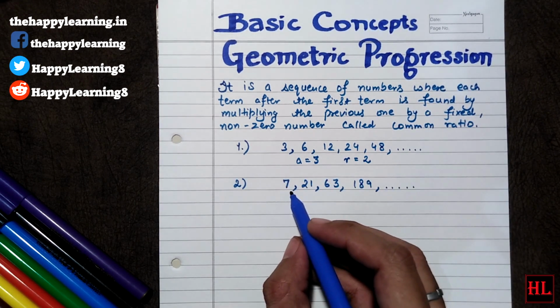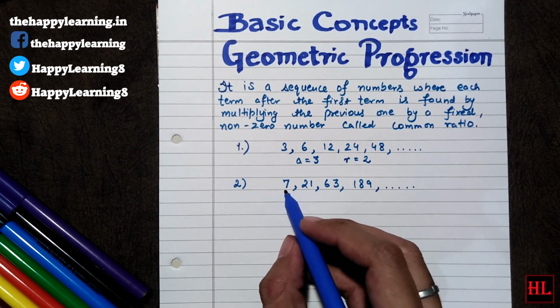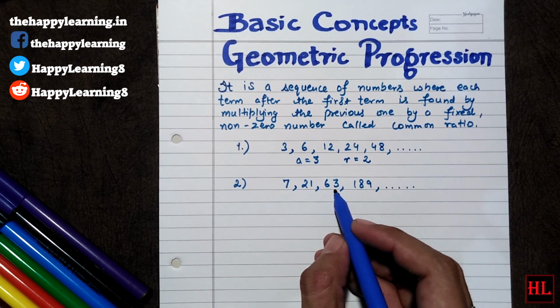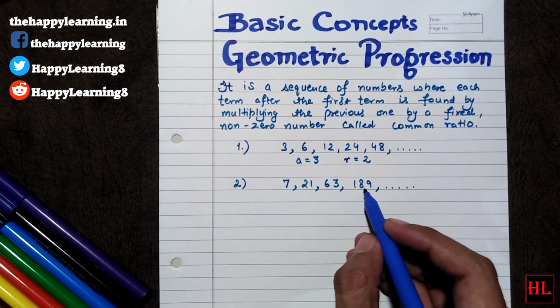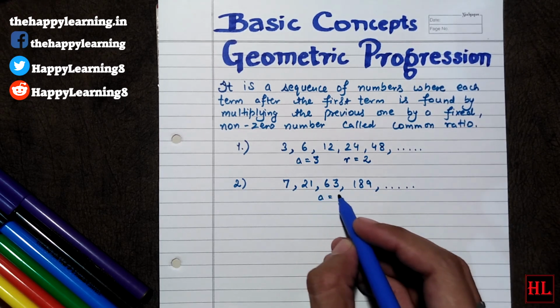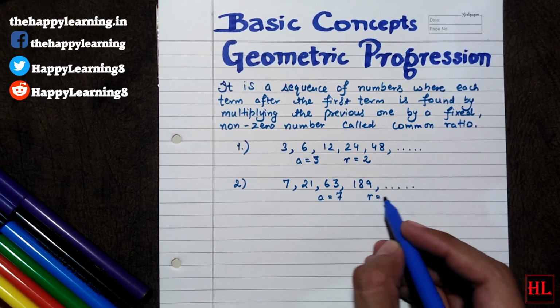Then we have the sequence. Here you can see that the first term is 7. Then 7 3s are 21, 21 3s are 63, 63 into 3 we get 189 and so on. So the first term is 7 and the common ratio is 3.